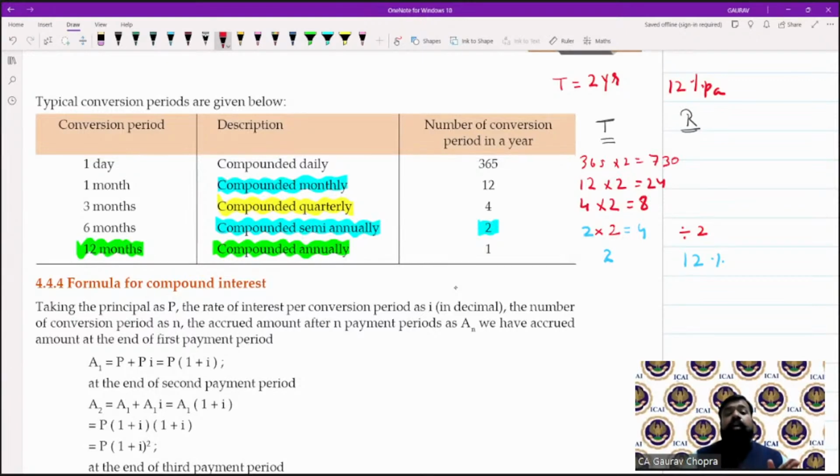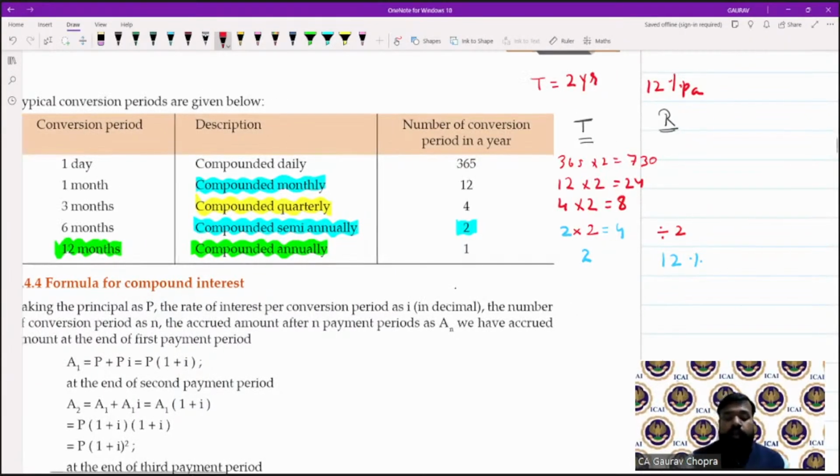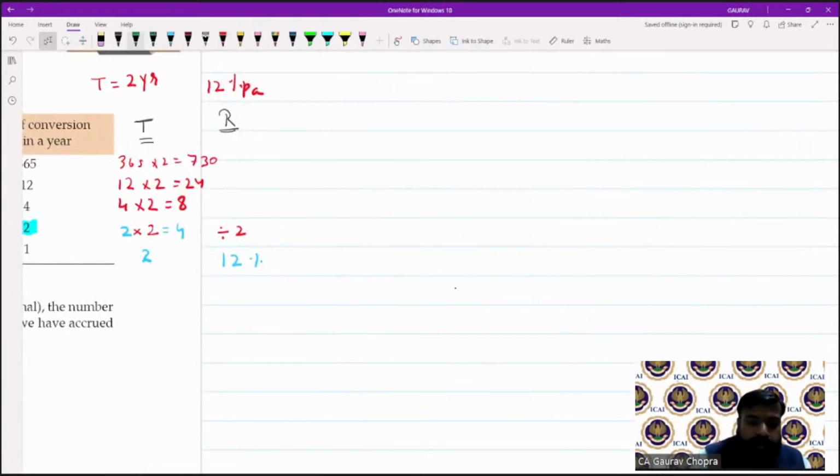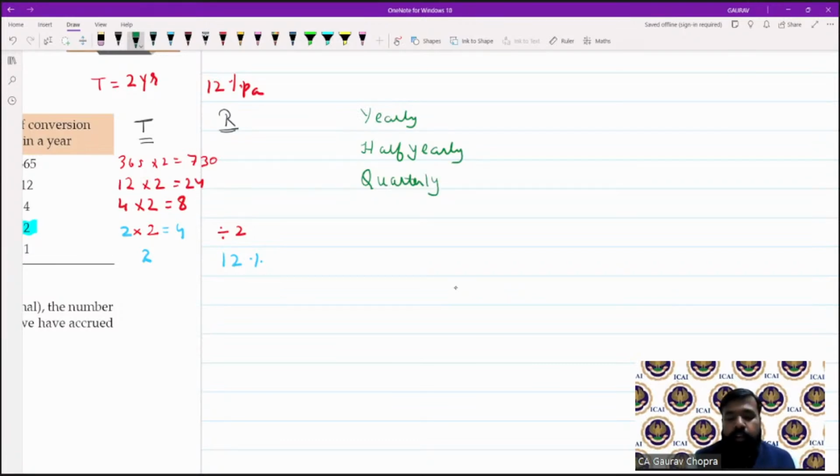So whenever we have to do compounding, you have to check whether compounding is done annually, monthly, quarterly or daily. So let's write in short here. If we are having yearly compounding, second option is half yearly or semi-annual compounding. Third one is quarterly compounding. Fourth one is monthly compounding. And fifth one is daily compounding.